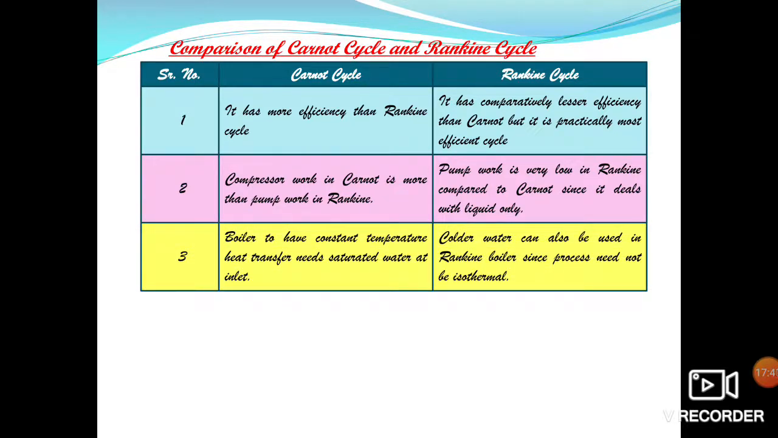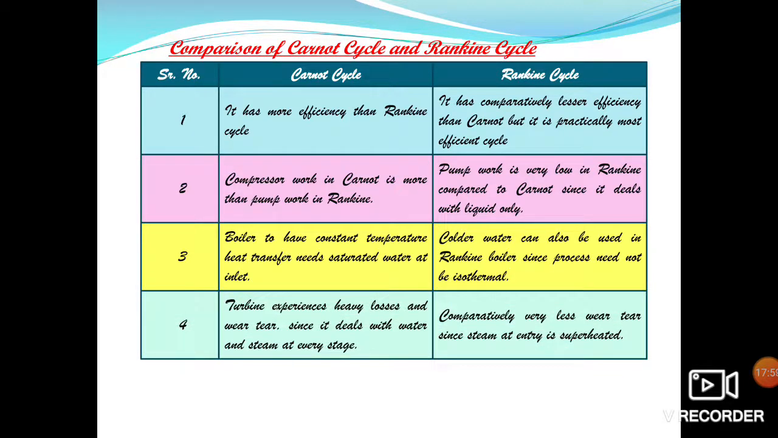Next, if we compare, for the boiler to have constant temperature heat transfer, it needs saturated water at inlet, whereas in Rankine cycle colder water can also be used in the boiler, since the process need not be isothermal. Next, in the Carnot cycle we can see turbine experiences heavy losses and wear and tear, since it deals with water and steam at every stage, whereas in Rankine cycle there is comparatively very less wear and tear, since steam at entry is superheated.